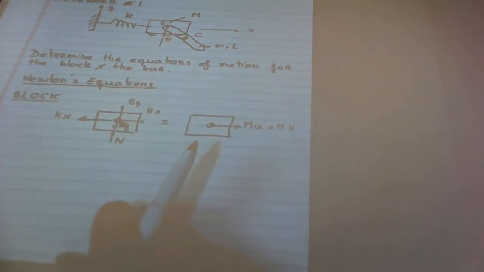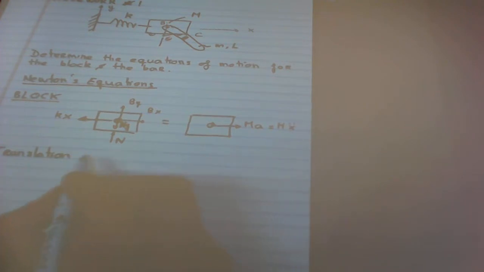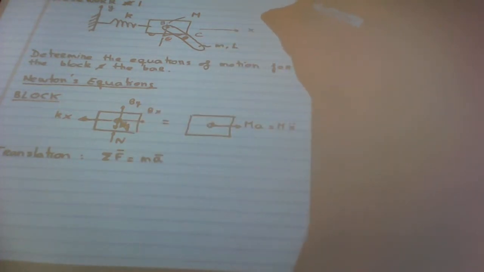Okay? So now on this side, what type of motion is this block having? Ma, which should be the same as M x double dot. All right, because this is X, no? So when this is moving a distance X, the center of the block is also moving a distance X. All right? So again, what type of motion is this block having? Translation. So what is the equation describing the translation? Sum of the forces is equal to mass times acceleration. Summation of force is equal to the mass times the acceleration.